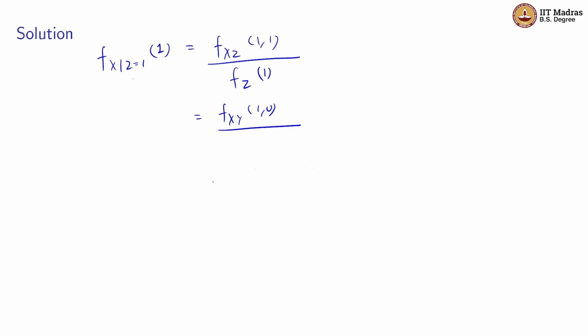And the probability that z is equal to 1 means that we have to find the probability that x plus y is equal to 1. So for finding the probability that x plus y is equal to 1, we have to add probabilities of all possible xy pairs such that x plus y is equal to 1. So the numerator will be the same here.